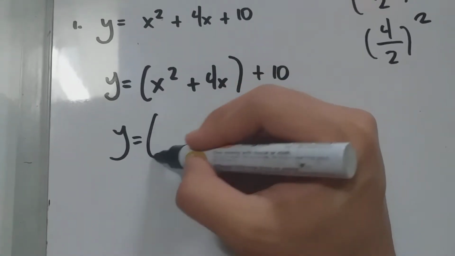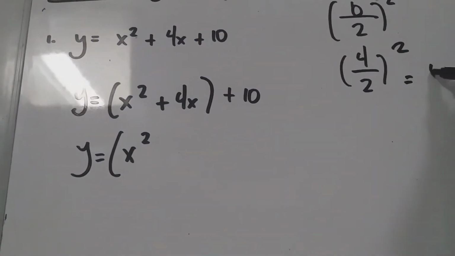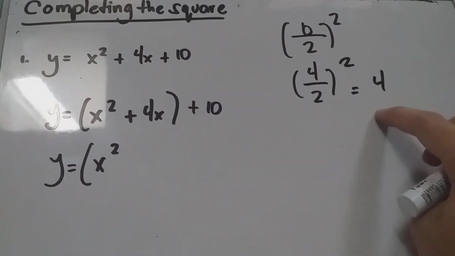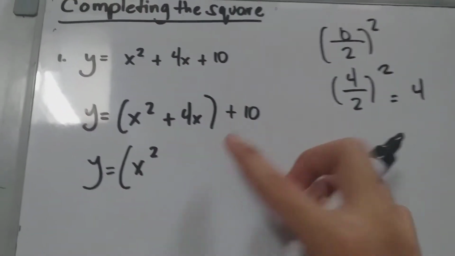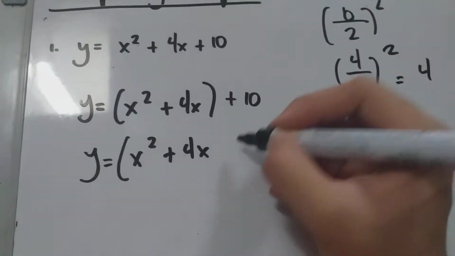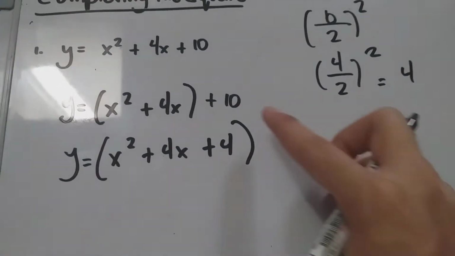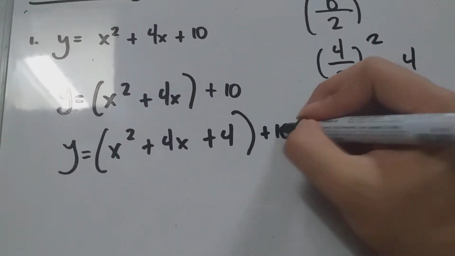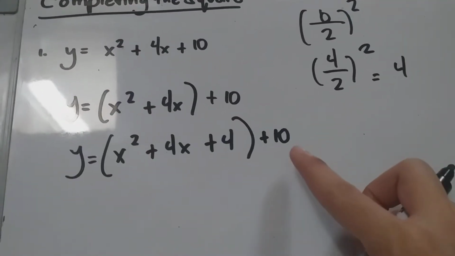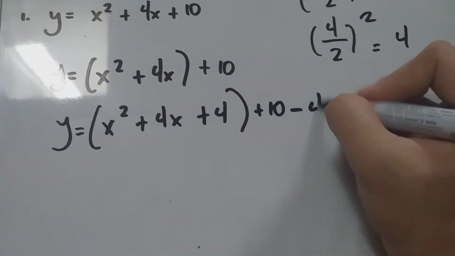We get 4 after that. So this is your new constant. After you get your new constant, you add it inside the parentheses as such: x squared plus 4x plus 4. I added it inside the parentheses. Then plus 10. Then after you added it in the parentheses, you subtract it outside the parentheses. So here plus 10, then you minus 4.